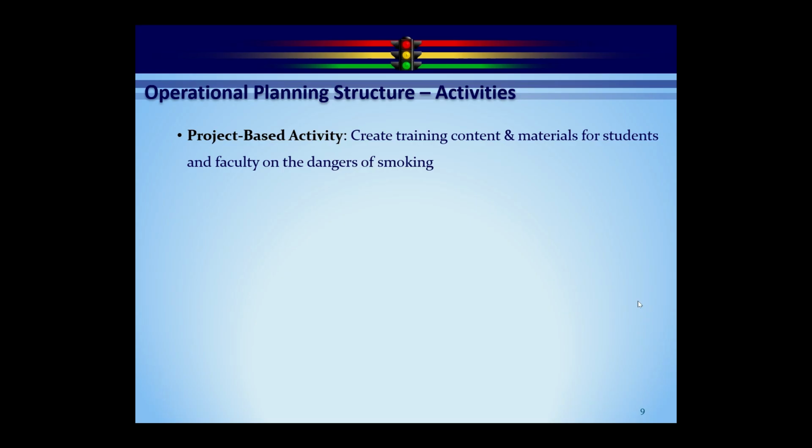Here's an example. Create training content and materials for students and faculty on the dangers of smoking. So in this particular activity, we're going to create our PowerPoints and our videos and our user guides and whatever we need to actually go out and do the training. Now, every activity has got a performance measure. Only in the project-based activity do you completely come up with this performance measure. Very simplistic. What we're saying is, how do I know when I've successfully completed the activity? So in this case, once the training content materials have been created, the activity is complete.